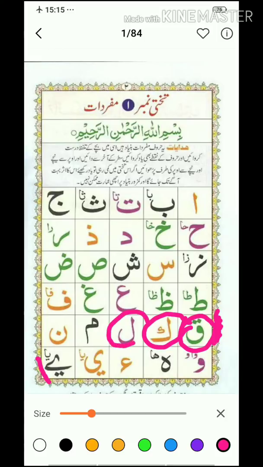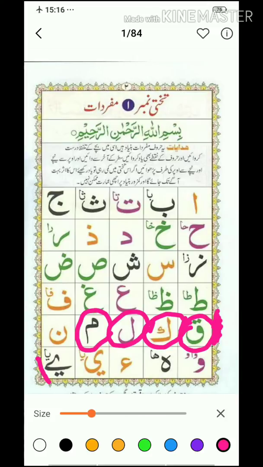The next letter to Kaf is Lam. Whenever you find this shape anywhere in the Quran, you should know that it sounds like L. So in Arabic we call it Lam. Qaf, Kaf, Lam.